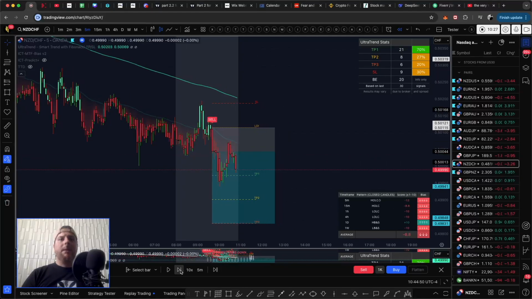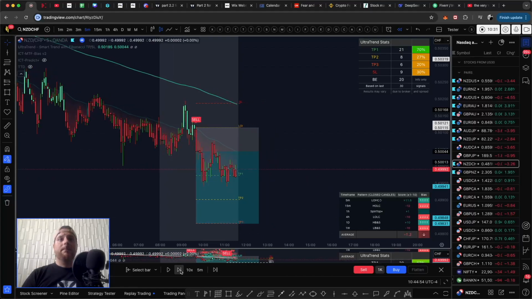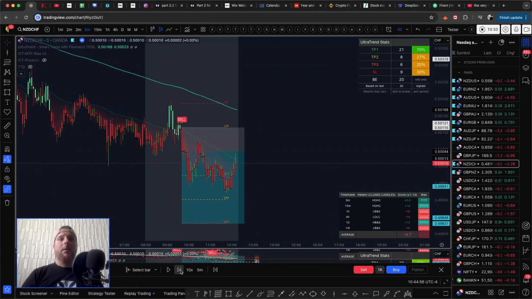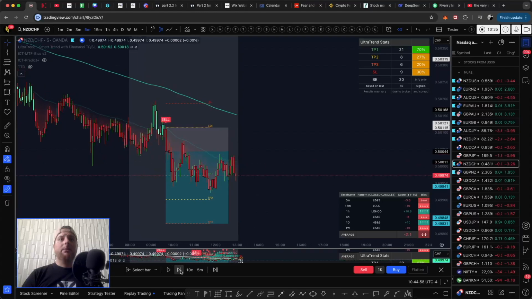Right there, price came back to the break-even point. You see, it would have got you out on break-even. Let's see what happens here. Got a little choppy right there.